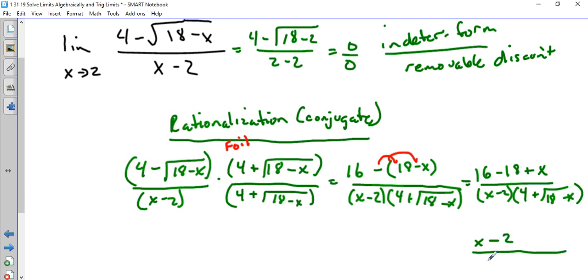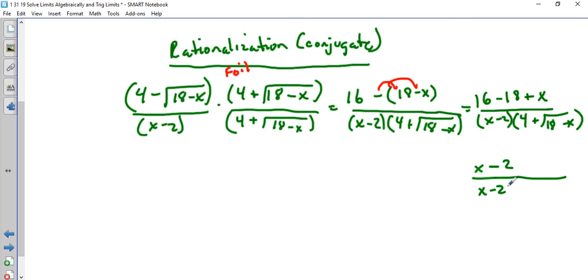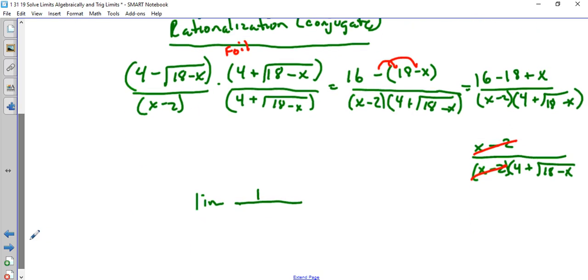And if you just so happen to realize that that also is what's in the bottom here, if I have this, 4 plus the square root of 18 minus x, these expressions will cancel out. And so now we've come to a simplified value that we can now take the limit of. We've now created and identified our equivalent function in every way, shape, and form except now defined at 2. So we're taking x as it approaches 2 now.